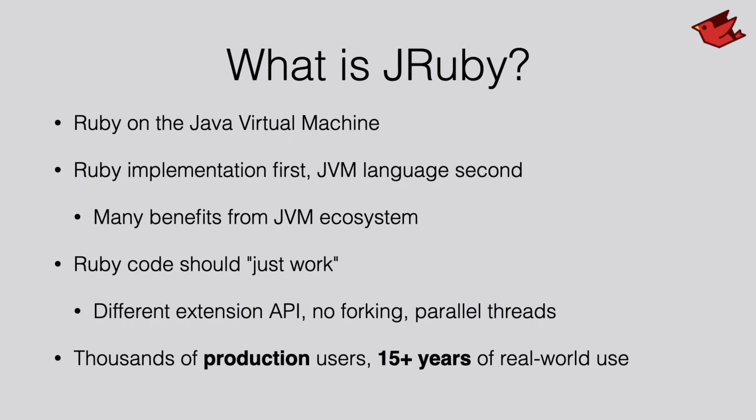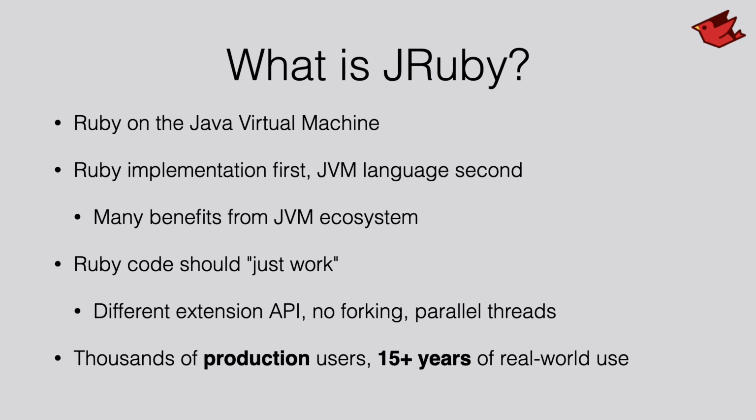So ideally, we want your Ruby code to just work with a few minor exceptions. We don't support Ruby's C extension API. We have our own API for doing that. We don't support forking because the JVM doesn't support forking. And then we do get newer or advanced features from the JVM like parallel threading, better garbage collection, just-in-time compilation. We'll go into some of those a little bit later.